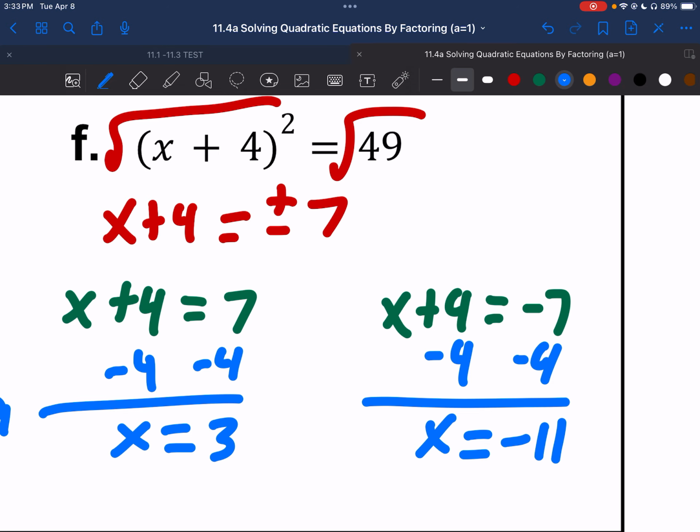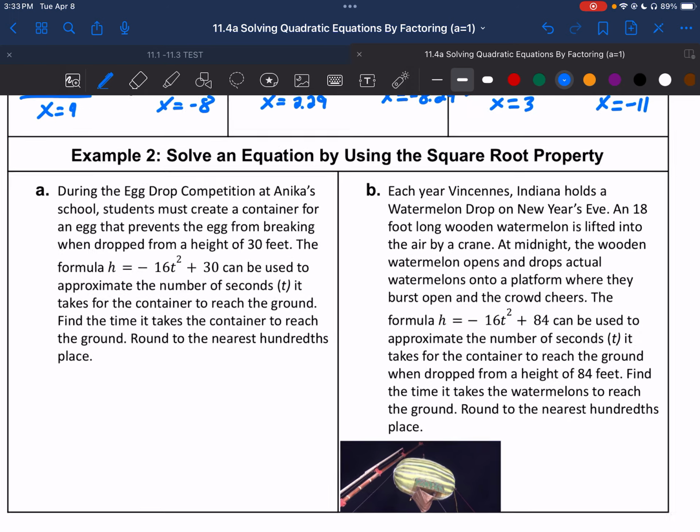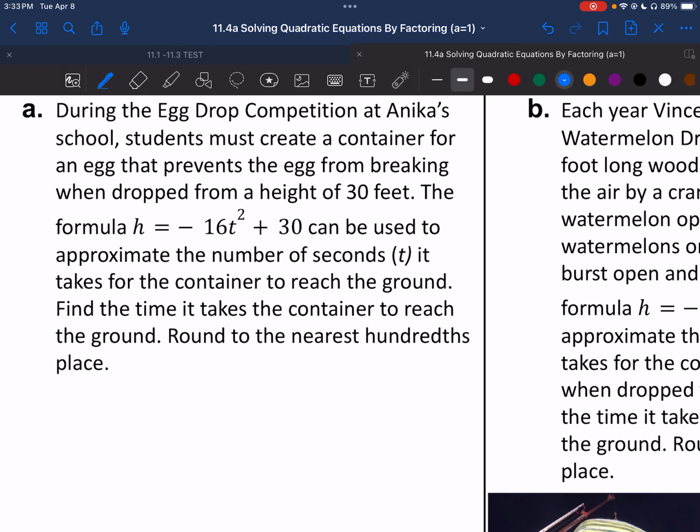Now, we're going to solve an equation by using the square root property. So our first example is during the egg drop competition at Annika's school, students must create a container for an egg that prevents the egg from breaking when dropped from a height of 30 feet. The formula h equals negative 16t squared plus 30 can be used to approximate the number of seconds it takes the container to reach the ground. Find the time it takes the container to reach the ground, round to the nearest hundredths place.